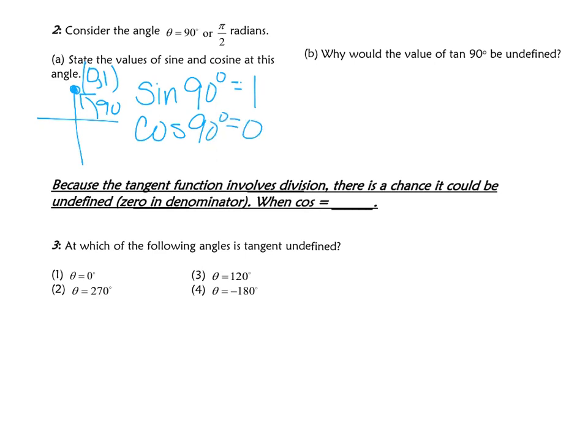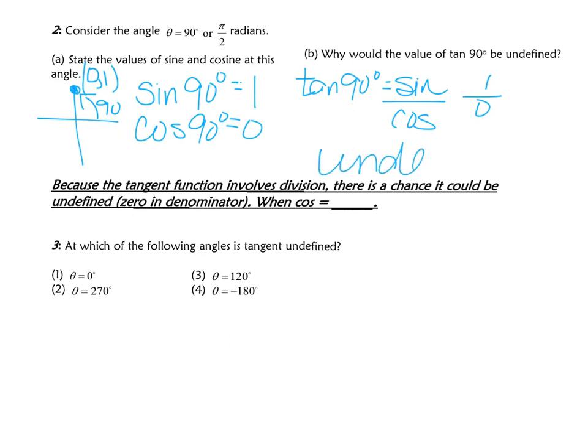0. So if the tangent of 90 degrees is the sine divided by the cosine, I have 1 divided by 0. So as I just mentioned, you cannot divide by 0, so you say it's undefined. And also, isn't this a straight line, right? So it's undefined. Okay. Because the tangent function involves division, there is a chance it could be undefined when the cosine equals 0, right? Where's the other place where the cosine is going to equal 0?